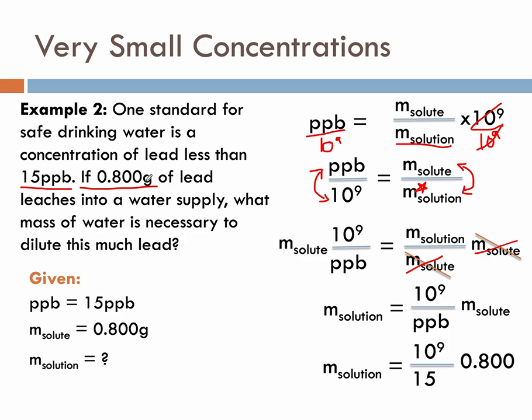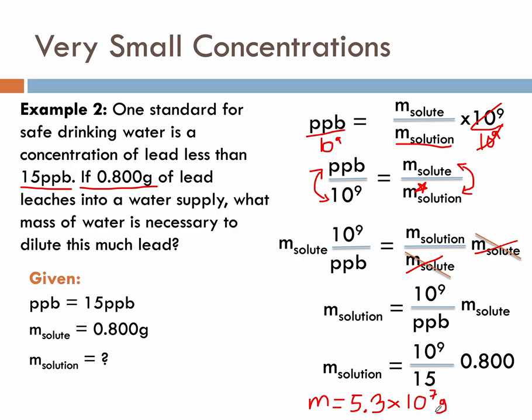We put that all in, and we will get a mass of water. In my calculator, let me see what I get. So 10 to the 9 divided by 15 times 0.8. So I get a mass of 5.3. It looks like I can have two sig figs here. So 5.3 times 10 to the, it's a very big number. I've got 10 to the 7. And that'll be in grams.